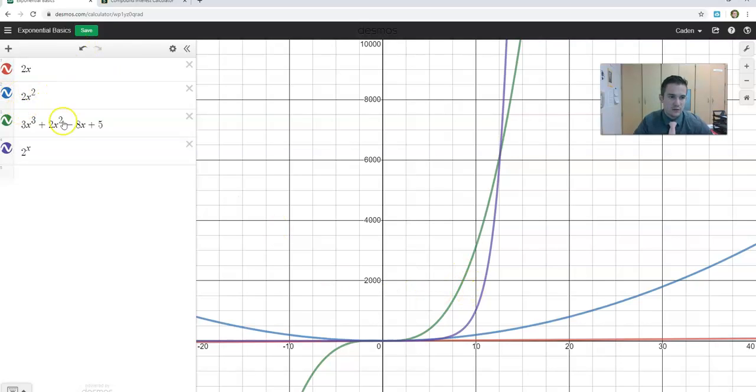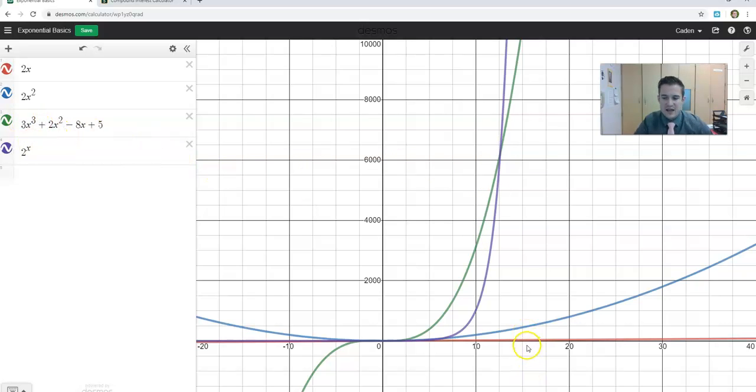So if you look here, at x equals 5, so right about here, the graph that has the greatest y value is this green one, the x cubed function. At x equals 10, the graph that has the highest y value is still the green one, this cubed function. But you notice they're starting to get a lot closer together.